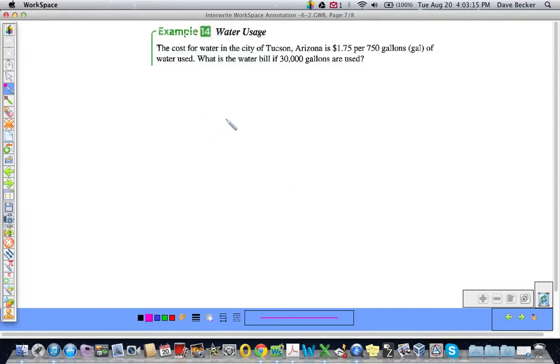use proportions to solve. The cost of water in the city of Tucson, Arizona is $1.75 for 750 gallons of water used. What is the water bill if 30,000 gallons are used? Well, we are comparing cost as it is related to gallons.